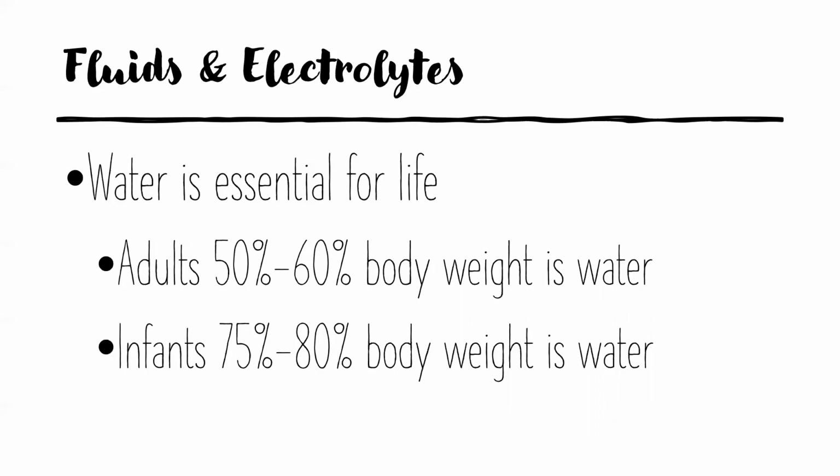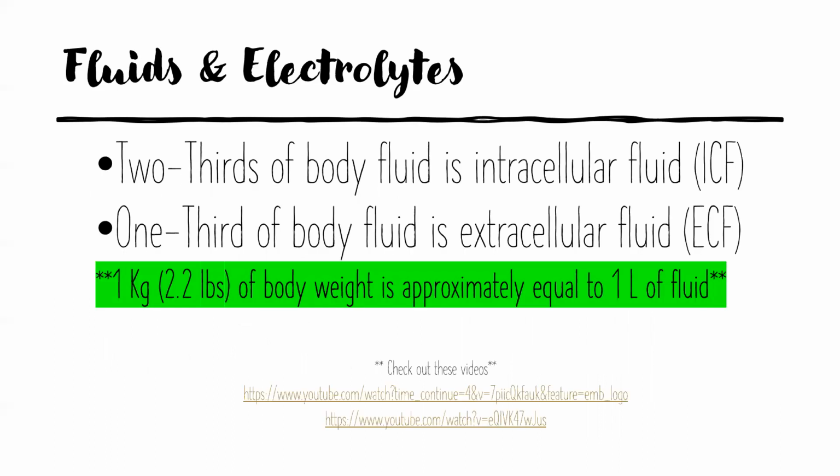So it's essential for us to understand that in adults, 50 to 60% of the body weight is water, and for infants, 75 to 80% of the body weight is water. So 2/3 of bodily fluid is intracellular fluid, which means it's within the cells, and then 1/3 of body fluid is extracellular fluid. It's important for us to understand that 1 kilogram or 2.2 pounds of body weight is approximately equal to 1 liter of fluid.